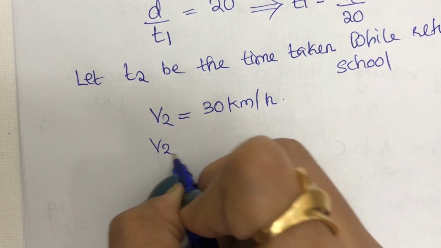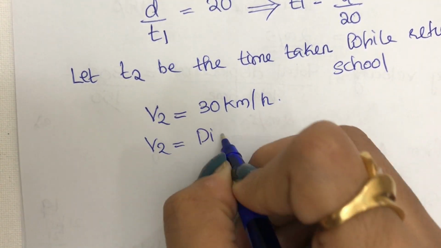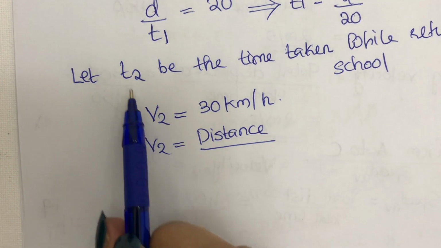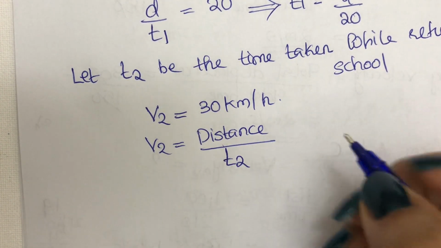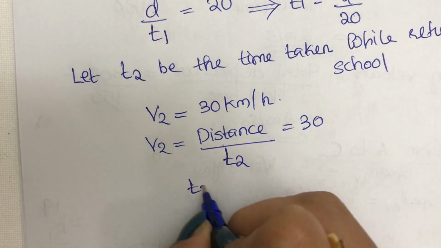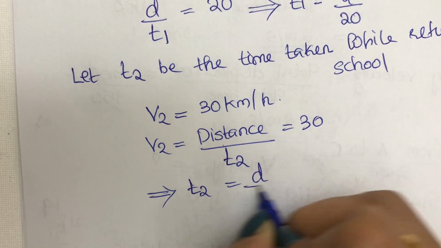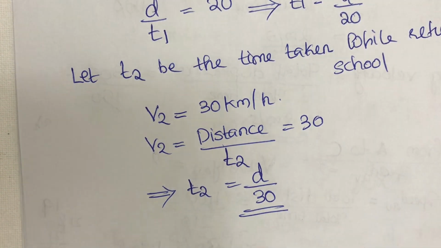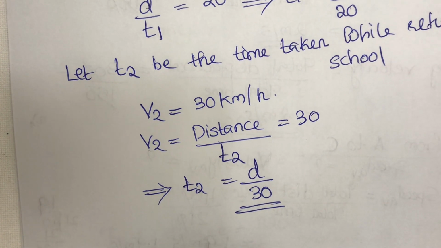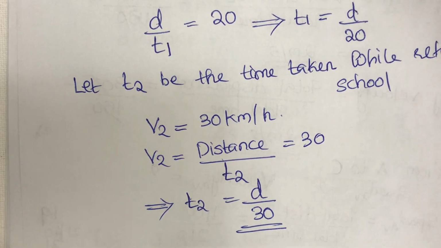And now we know V2 is how much? Distance, total distance by time taken. So distance by time taken here is T2. And we know V2 is 30. So how much will be T2? So hence T2 will be D by 30, right? We have D by 30 now. T1 is D by 20, and T2 is D by 30.